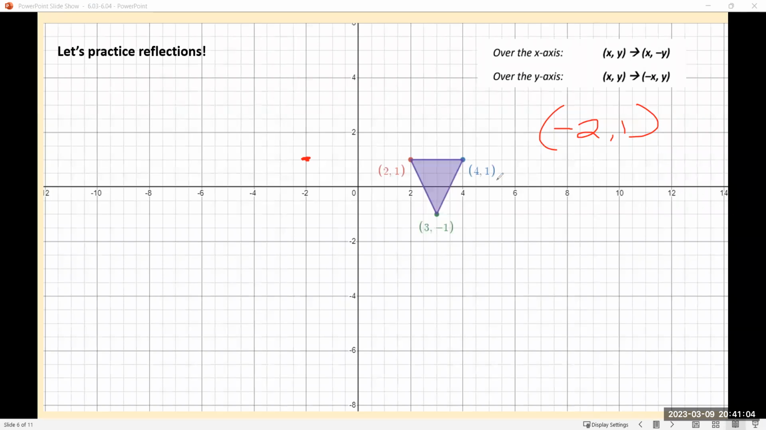Now we're going to take our next one. So we have (4, 1). We're going to make our x value negative, so (-4, 1). Okay, so now we're going to plot one at (-4, 1). Now, same thing. We're going to take this one. We're going to make our x value negative. So (-3, -1). So we're going to go find -3, and we're going to plot one at -1, just like that. And now we have flipped over the y.